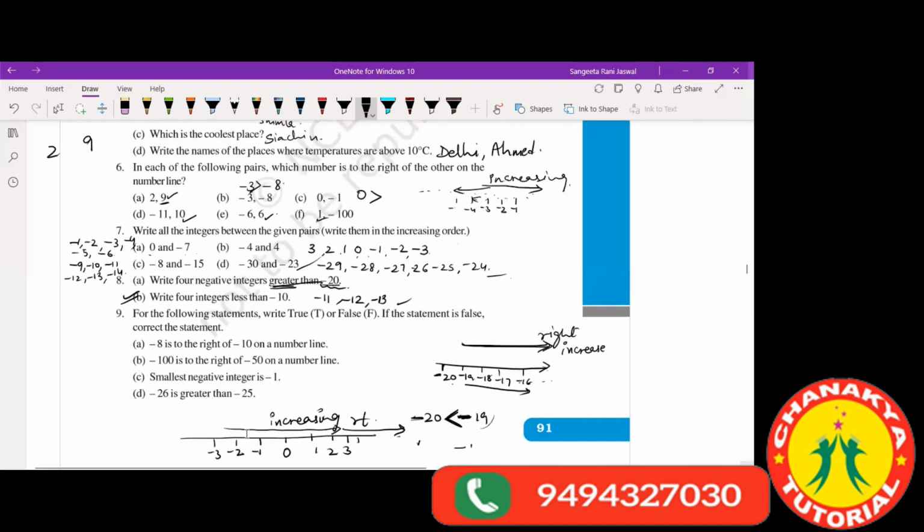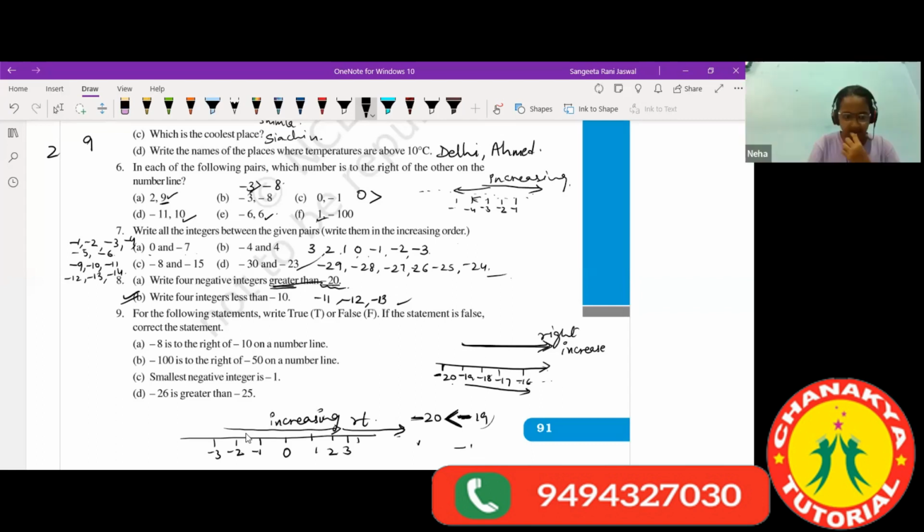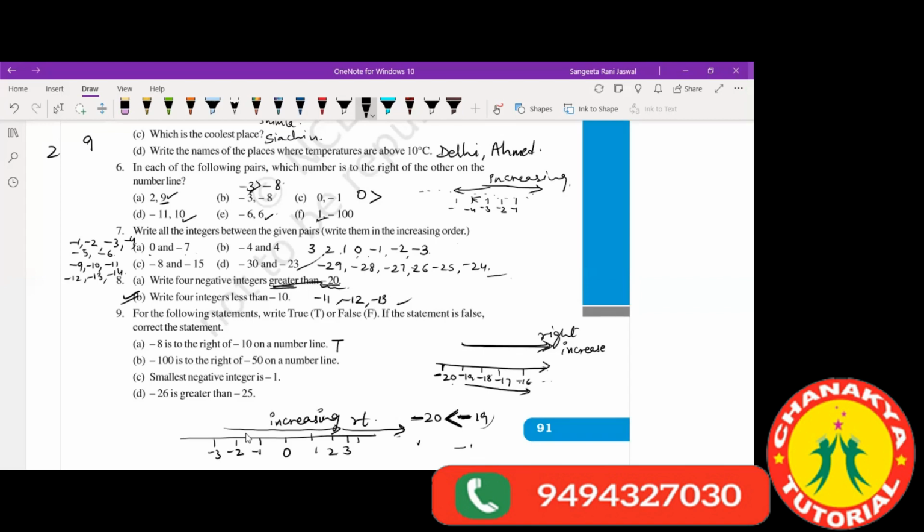Okay, now this is true or false. -8 is to the right of -10 on the number line. Is that true? Neha, tell me. Is -8 on the right side of -10 on the number line? Yes, true, ma'am. That's true. Bhavesh, -100 is to the right of -50.